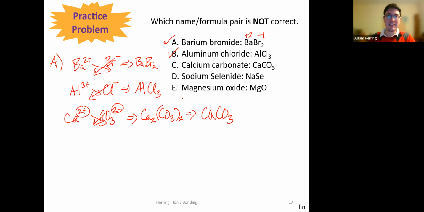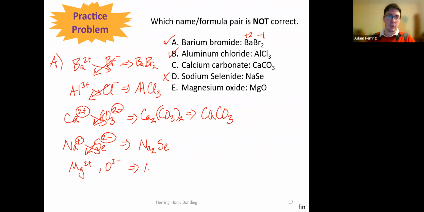Fourth one, sodium selenide. Sodium has a positive 1 charge. Selenide has a -2 charge, being in group 6A. So when we cross these, we get 2 sodium for every 1 selenium. So sodium selenide is not correct. Let's just look through E, magnesium oxide. Magnesium has a positive 2 charge. Oxygen has a -2 charge. So when those cross, we also end up with magnesium oxide.